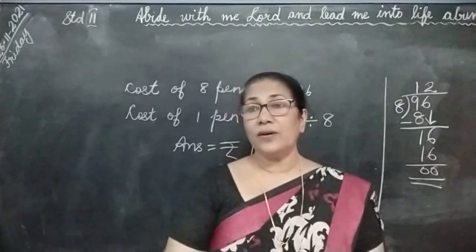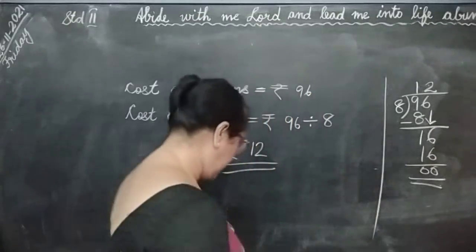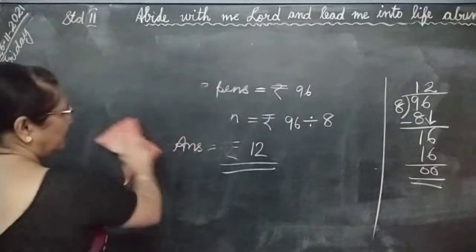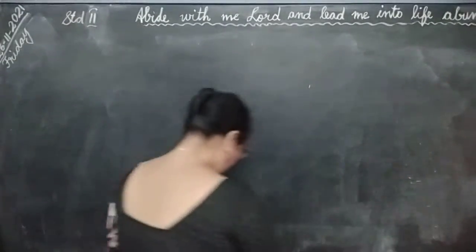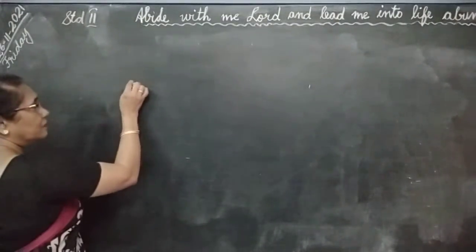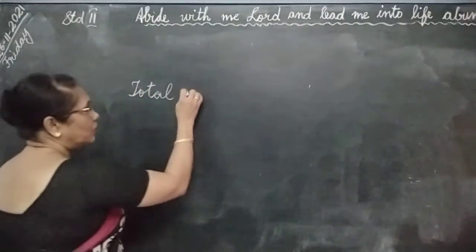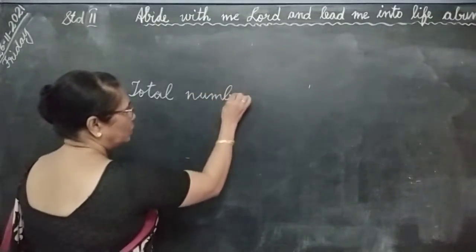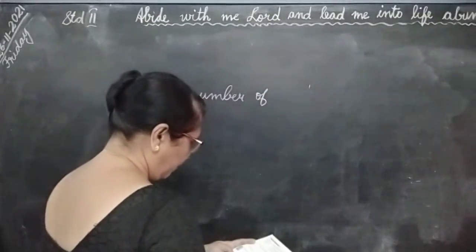So what is the first statement you write? I want all of you to answer me. What is the first statement you write? Total number of apples. T-O-T-A-L, total. Total what? Number. Number of. Total number of apples. Yes, total number of apples.